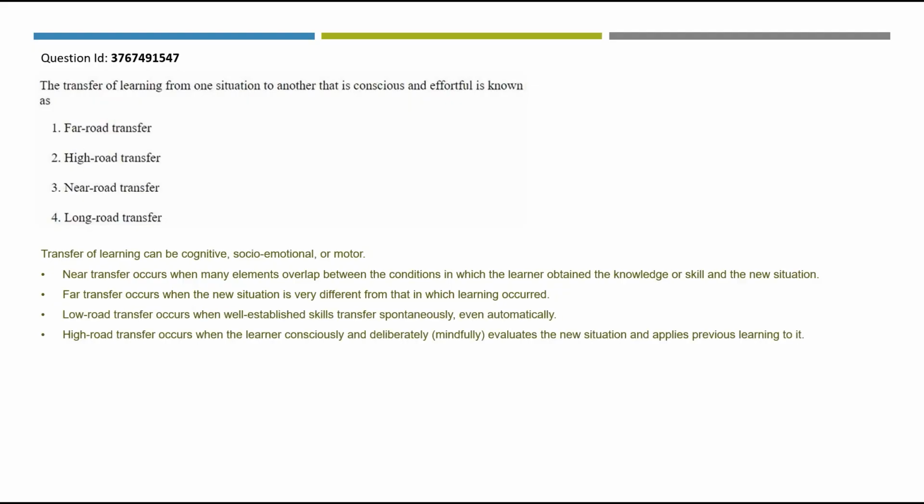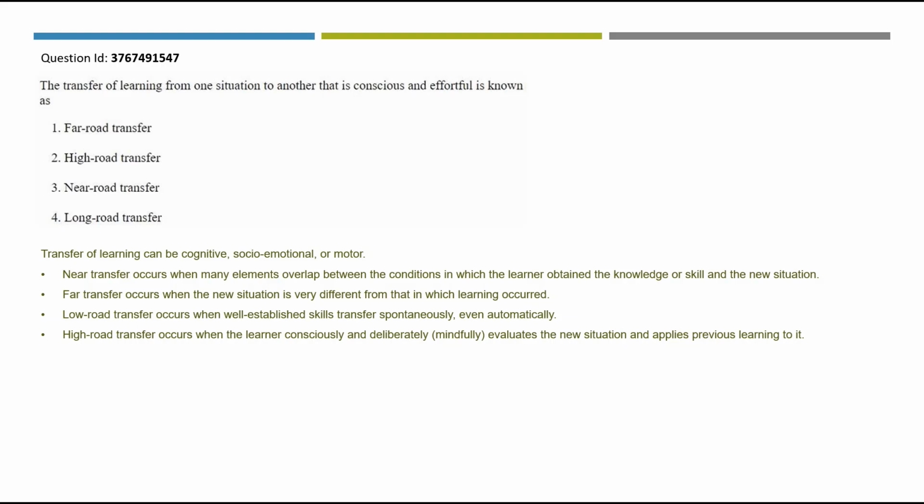We have two more transfers, that is low road transfer and high road transfer. Low road transfer occurs when well established skills transfer spontaneously or even automatically, we can say. What is high road transfer? This occurs when the learner consciously and mindfully, otherwise deliberately, evaluates the new situation and applies previous learning into it. When you are putting some effort to apply your learning, that is high road transfer. When your skills are automatically applied or when they are naturally occurring, that is low road transfer.